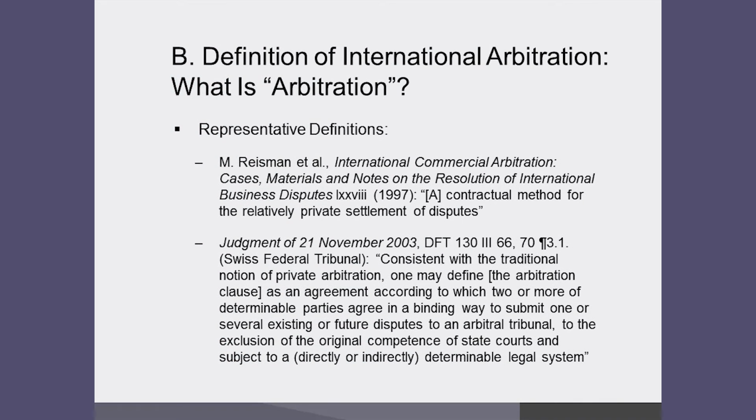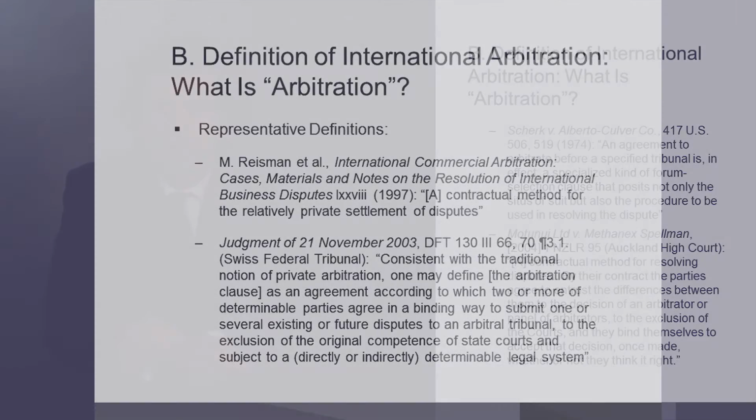In the words of one commentator, arbitration is a contractual method for the relatively private settlement of disputes. Another authority, the Swiss Federal Tribunal, concluded that consistent with the traditional notion of private arbitration, one may define the arbitration clause as an agreement according to which 2 or more determinable parties agree in a binding way to submit one or several existing or future disputes to an arbitral tribunal, to the exclusion of the original competence of state courts and subject to a directly or indirectly determinable legal system.